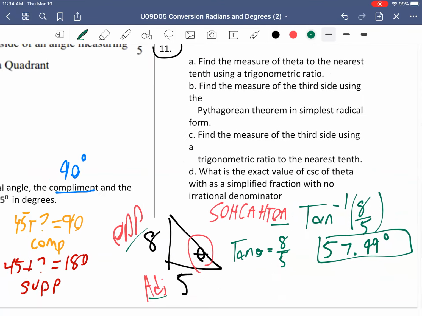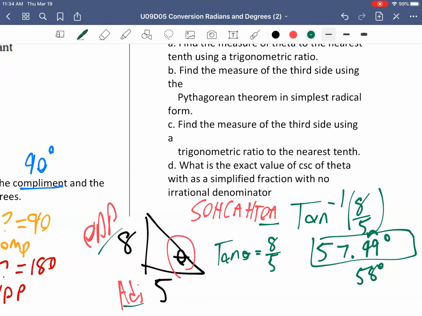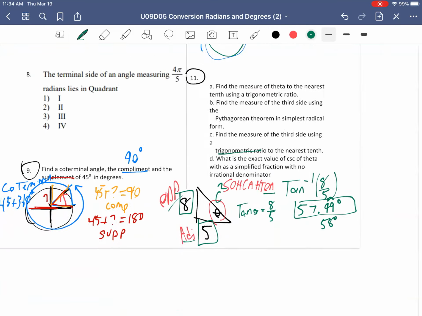Does it specify what to round to? Nearest tenth, so nearest tenth would be 58 degrees because the 9 would round up. Okay, next it says to find the measure of the third side using Pythagorean theorem in simplest radical form. So if you do a squared plus b squared, you'll find c squared. You can also find it using a trig ratio, similar to what we were just doing.